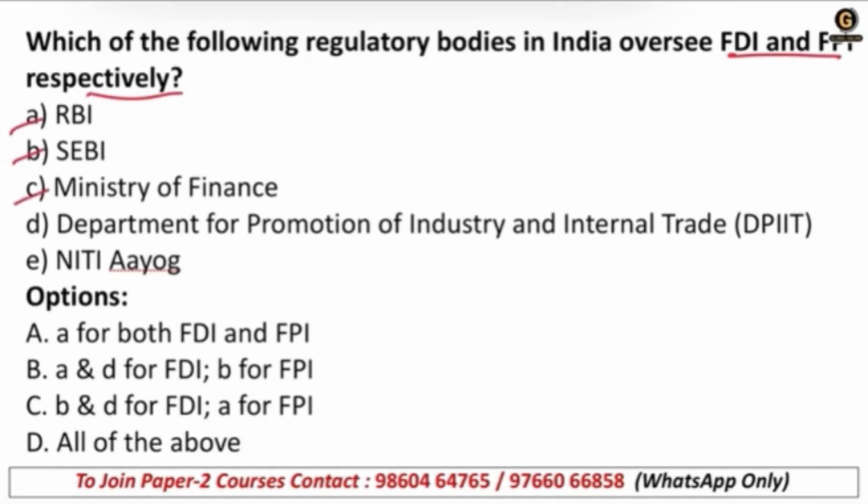RBI, SEBI, Ministry of Finance, Department of Promotion of Industry and Internal Trade, DPIIT, or NITI Aayog. Okay, so the right answer is option B, A and D for FDI, B for FPI. A and D for FDI, and B, SEBI, for FPI.